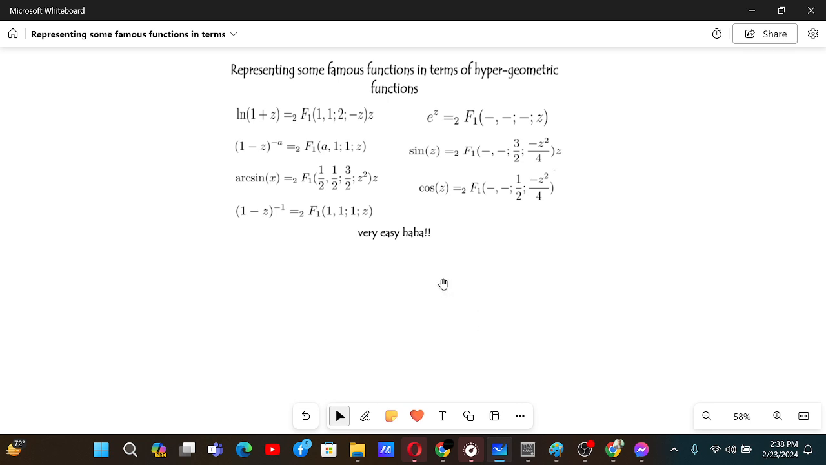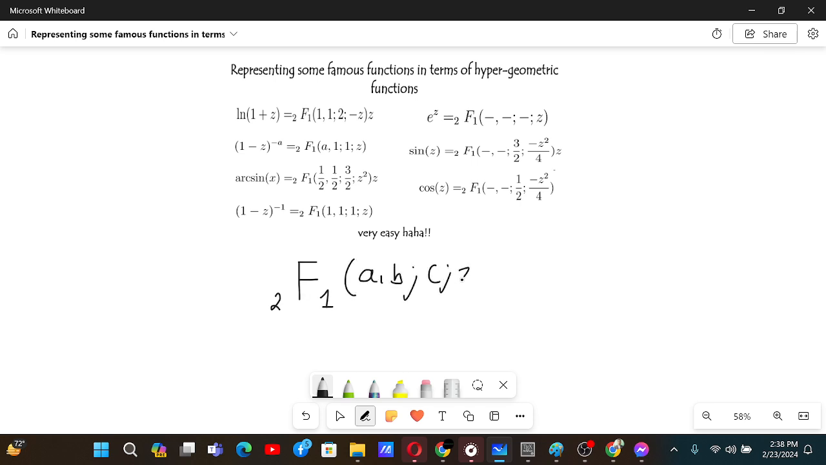Representing some famous functions in terms of hypergeometric functions. Previously in my video, I have already introduced what the ordinary hypergeometric function is, and let me just define it right now as well. Hypergeometric function where 2 are on the numerator, 1 on the denominator, let's say a, b, and c, and g.